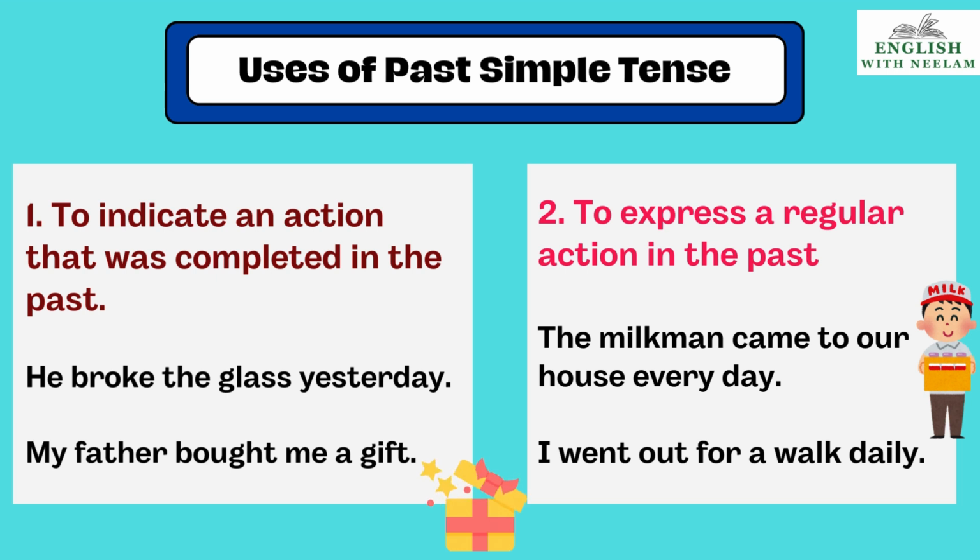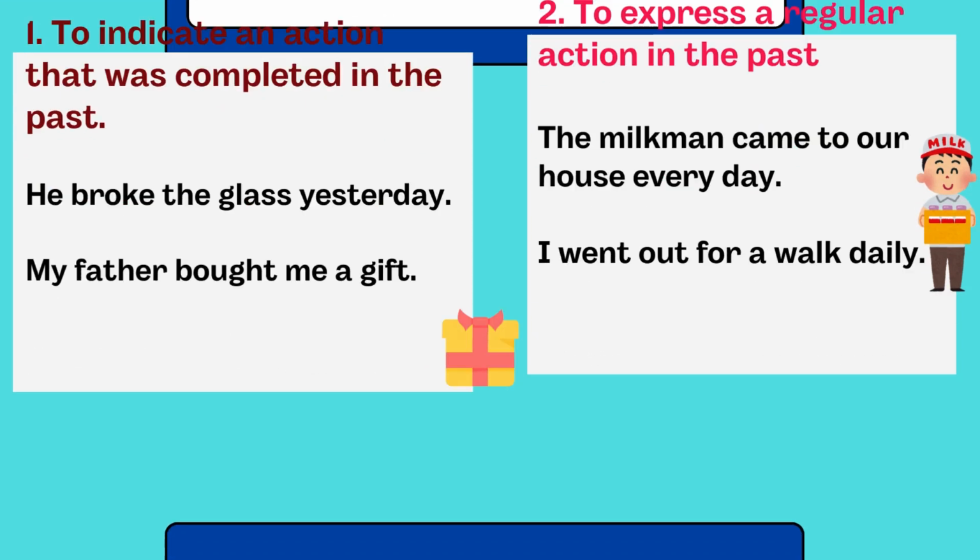Second use is to express a regular action in the past. The milkman came to our house every day. Here we are talking about the past time. I went out for a walk daily. Went out in the past.